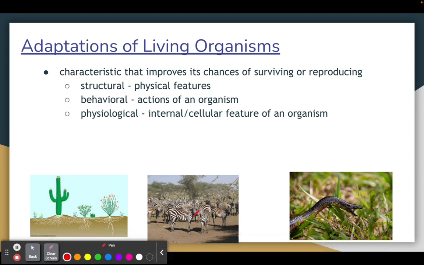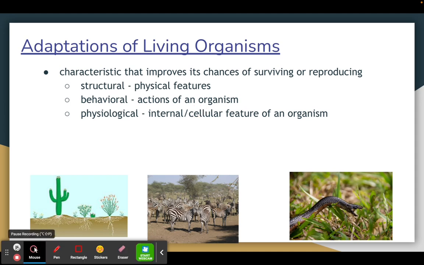And the last type of adaptation is physiological, and this is going to be like the internal or cellular feature of an organism. The key thing that I want you to think about in terms of physiological is that the adaptation is coming from a cellular level. So this snake here has venom inside of it, and that is obviously poisonous to not only defend itself, but also to stun and capture its prey. That venom is made at a cellular level. So that is why that is a physiological adaptation.